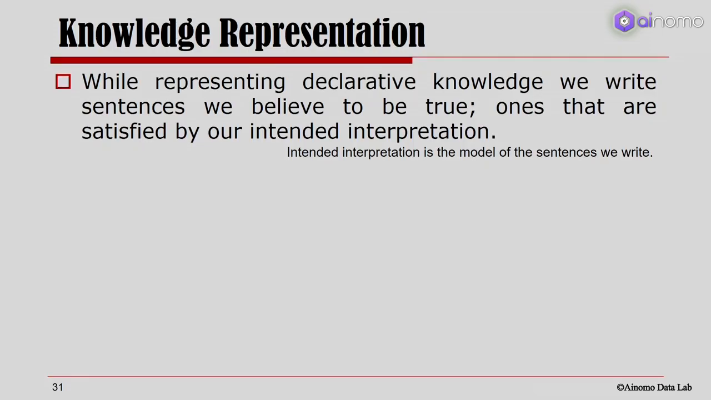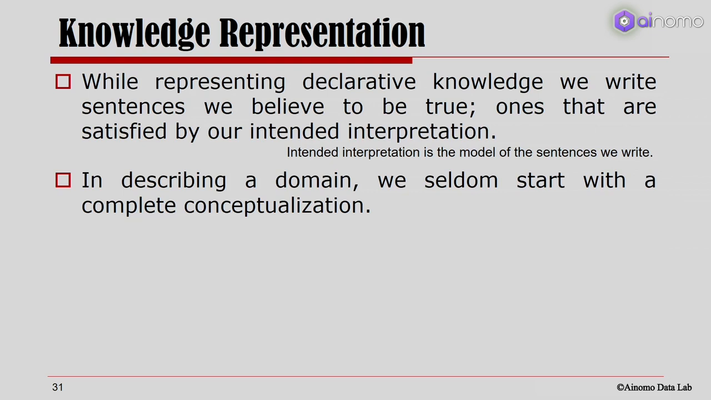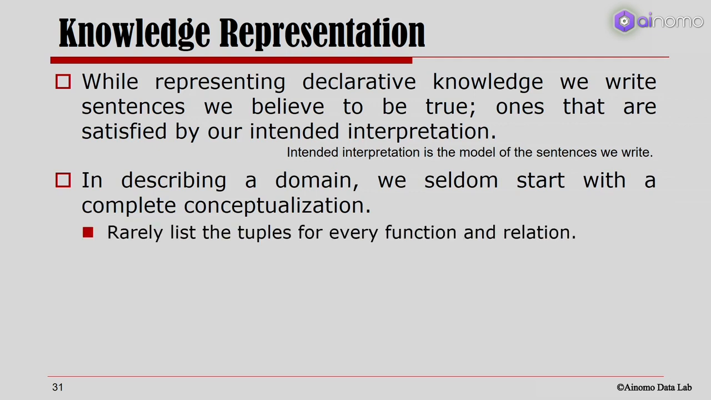So, we should take a couple of notes before we end our discussion today. We have seen that while representing declarative knowledge, we write sentences we believe to be true, and those are satisfied by our interpretation. So, the intended interpretation is the model of the sentences we write. In describing a domain, we need to realize that we seldom start with a complete conceptualization. It is neither feasible nor intended that we have a complete conceptualization before we start describing a domain. We rarely list the tuples for every function and relation.